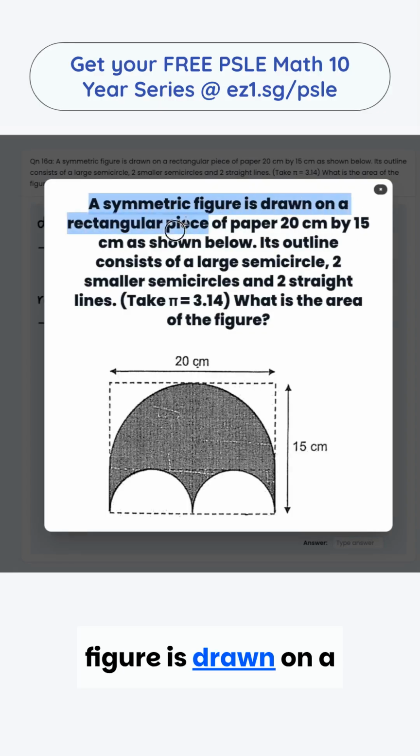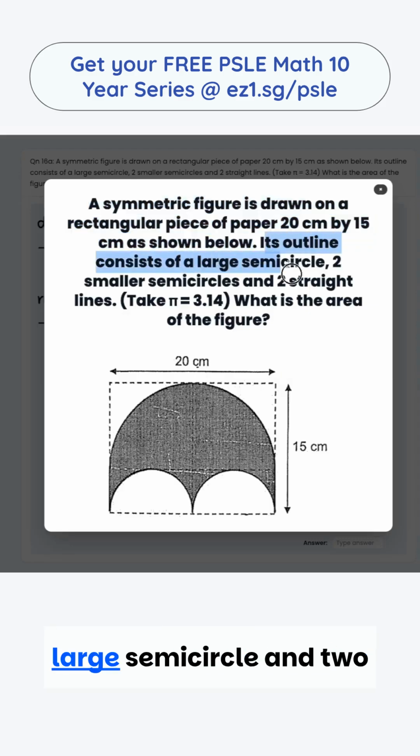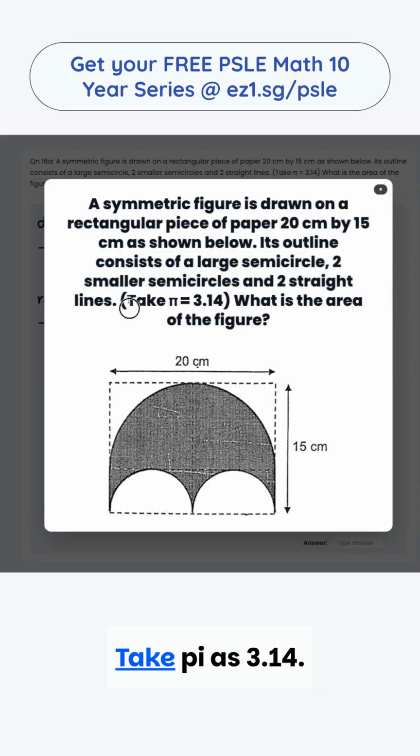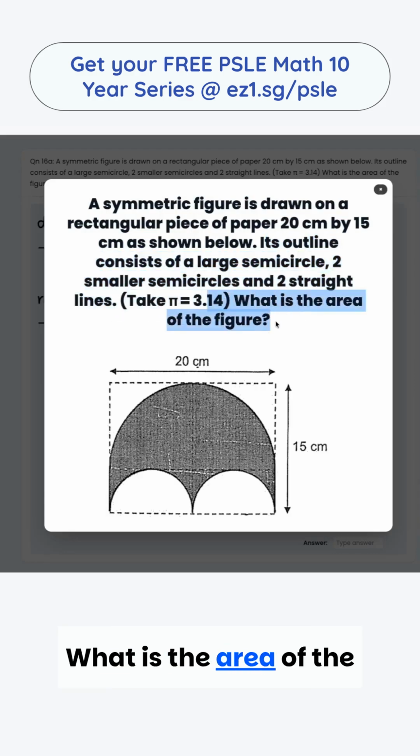A symmetric figure is drawn on a rectangular piece of paper 20 centimeters by 15 centimeters as shown below. Its outline consists of a large semicircle and two smaller semicircles and two straight lines. Take pi as 3.14. What is the area of the figure?